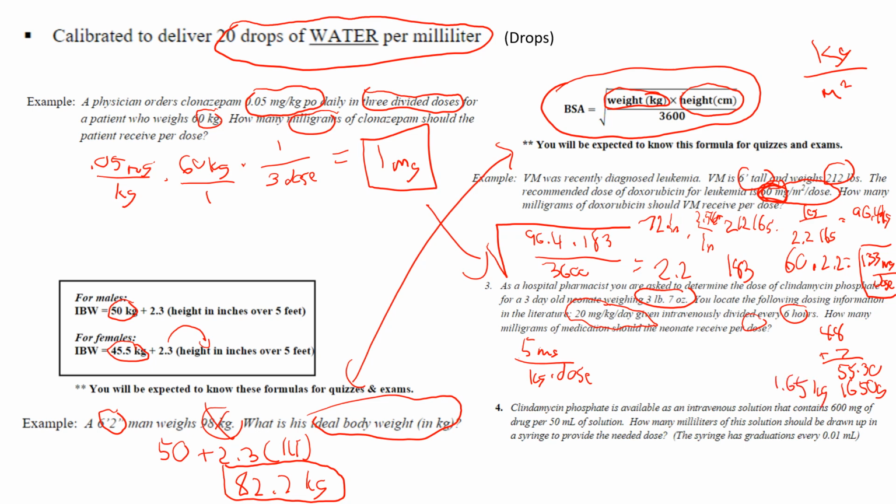So now we can just multiply that through, 1.65 kg, and that equals 8.25 milligrams per dose. So again, that problem wasn't too complicated.